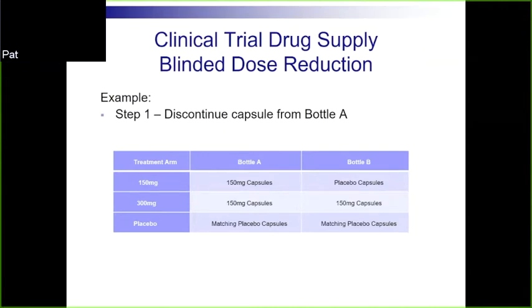So in this same example, when subjects in the 150 milligram treatment arm, let's say, stop tolerating the current dose, then we're going to ask them to stop taking a capsule from bottle A, and that'll get them down to just the placebo capsule daily. The 300 milligram treatment arm will also stop taking from bottle A, and that'll get them down to the 150. If we had them stop taking from bottle B, it wouldn't have worked for the 150 milligram treatment arm because they would have discontinued their placebo capsule and still been at the 150 milligram level. So just things to keep in mind as far as configuring your kits and allowing for either dose titration or dose reduction or both.